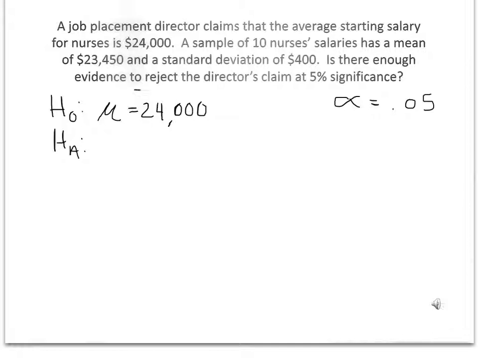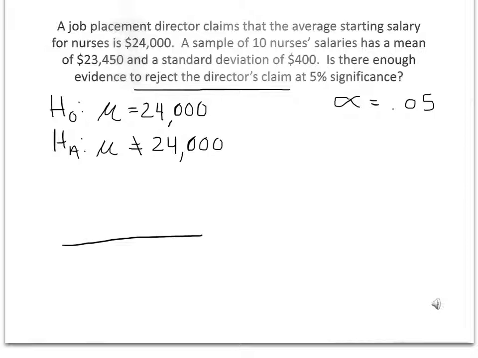The alternate, they're just trying to reject the director's claim. They're not trying to specify whether it's higher or lower. They're just trying to say that it's different. So in this case, not equal to 24,000 will be my alternative hypothesis, which is going to make this a two-tailed or two-sided test. So we're going to have rejection regions on both sides.